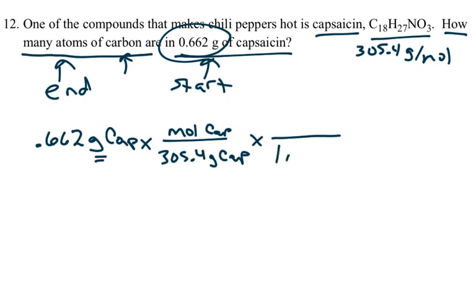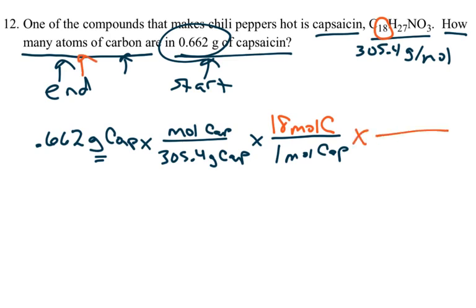So for every 1 mole of cap, and it may be 1, but in this case it's not, it's 18 moles of carbon. So now we're in moles of carbon. Okay. So now we can go to atoms of carbon.